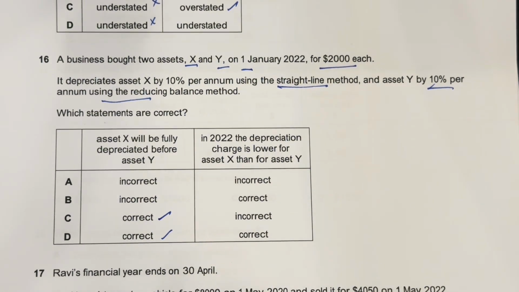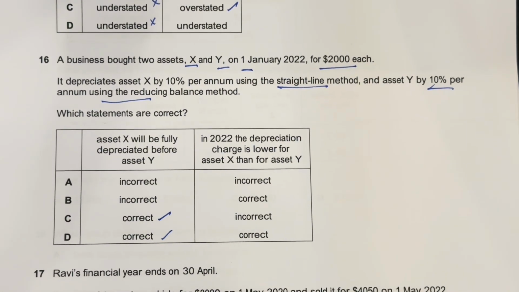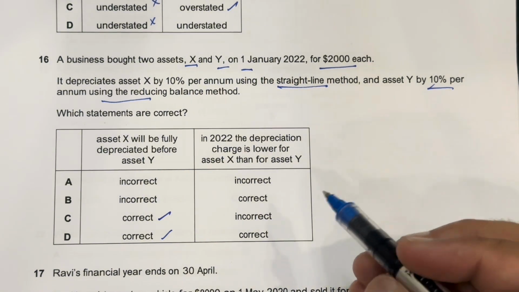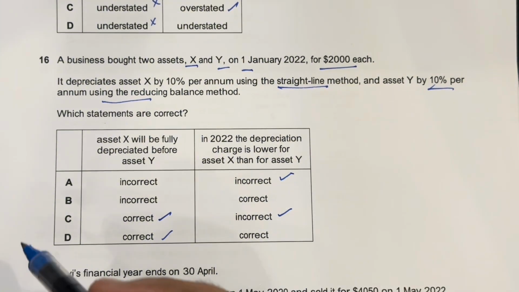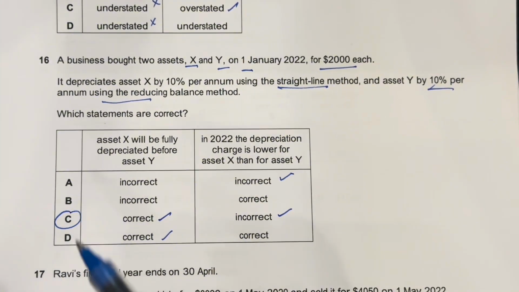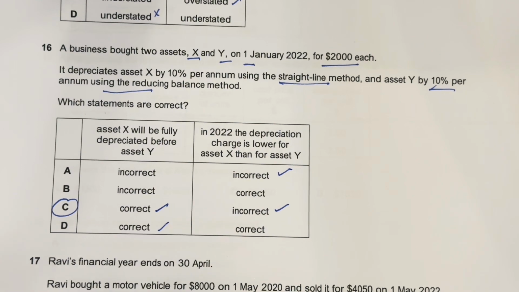Asset X will be calculated before asset Y in 2022. The depreciation charge is lower for asset X. No, both these have the same depreciation charge for the first year. We know that in the reducing balance method the depreciation decreases year by year, but for the first year they would have the same balance. So this is the incorrect option. By matching the columns, option number C is correctly identified.